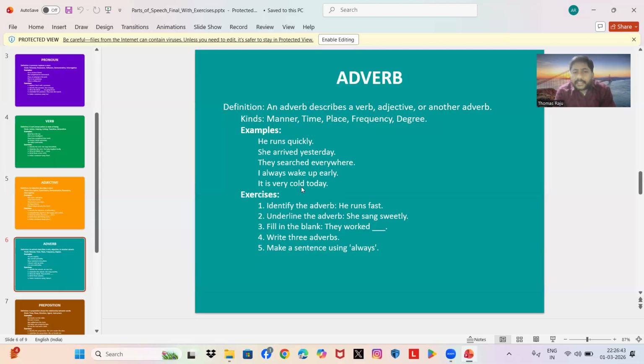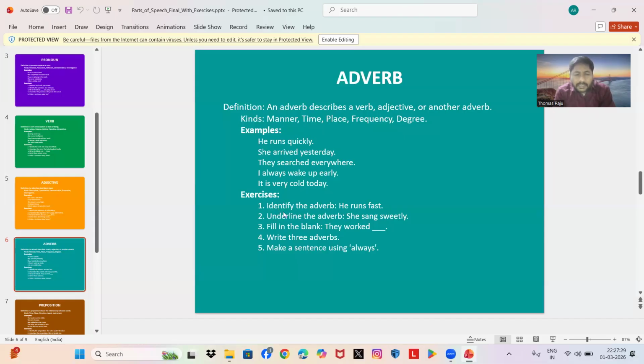Cold is adjective. What is very here? Very is adverb because the word very describes the adjective cold. So that's why very is adverb, because here the adverb describes or modifies an adjective. Here in the first example, the adverb modifies a verb. Understand? And here in this sentence, I always wake up early. Here the adverb modifies a verb.